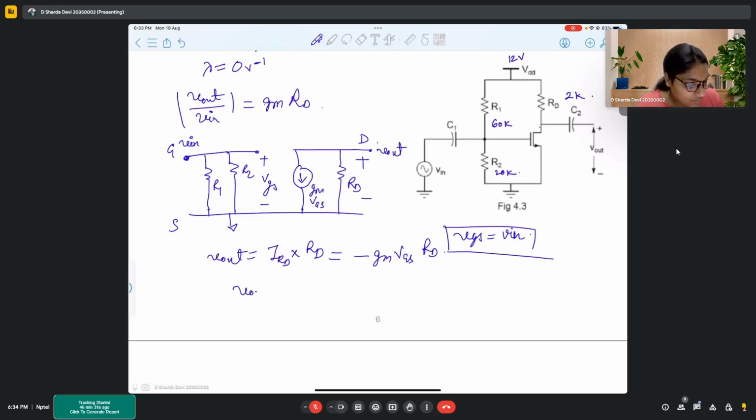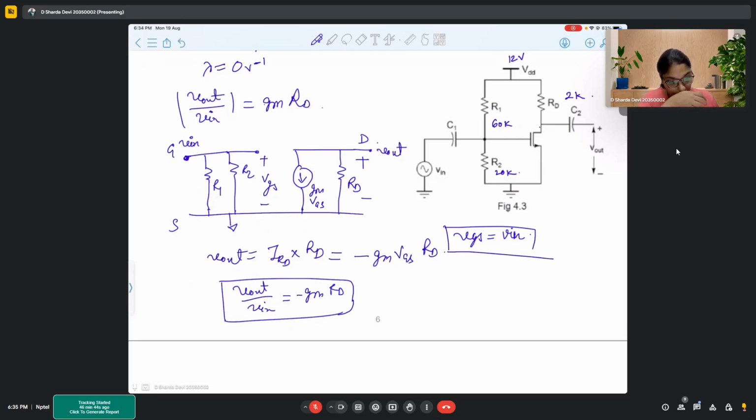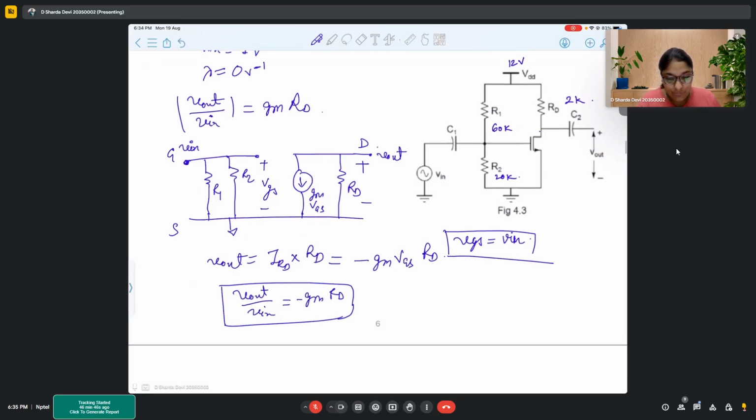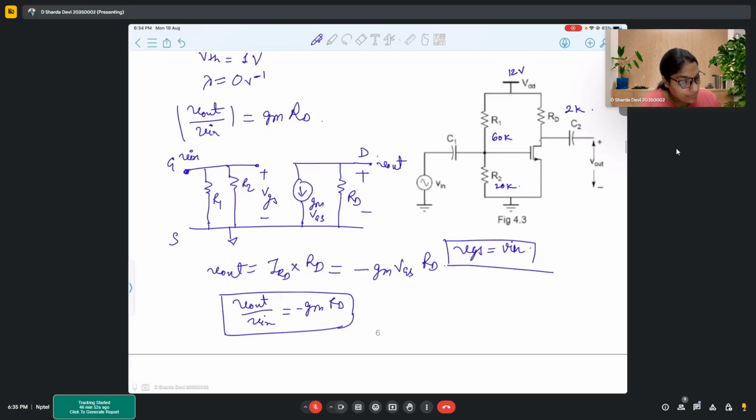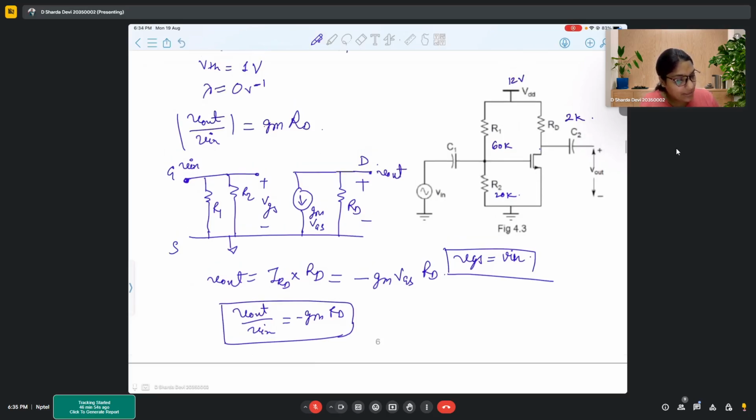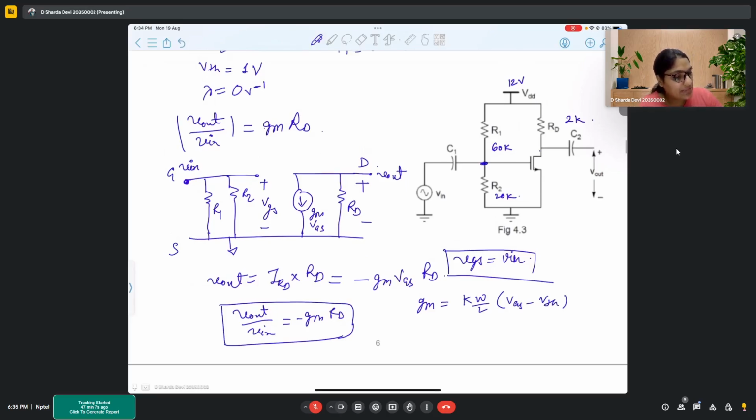So Vout by Vin is minus gm RD. Now, first of all, we know the RD, we need to find the gm. So what is the formula for gm? gm is K W by L, (VGS minus VTH). So we need to find this VGS.